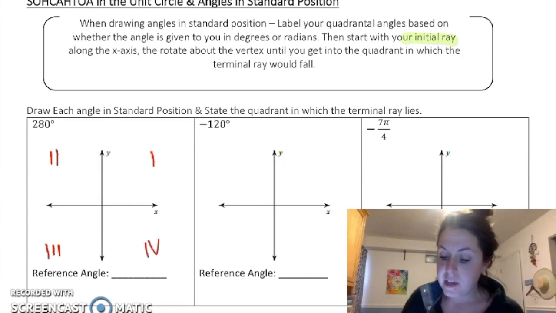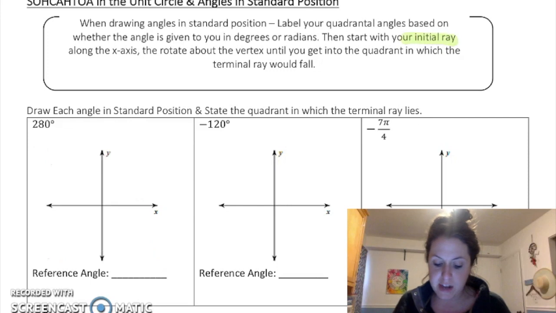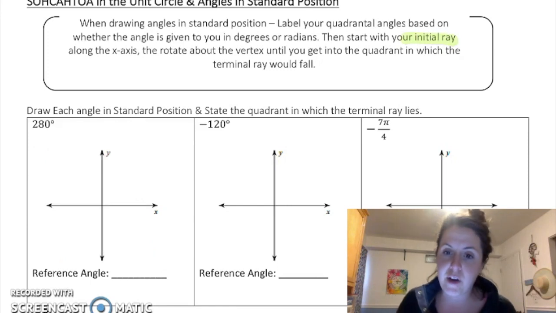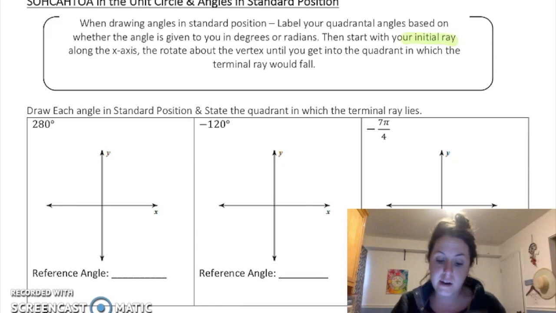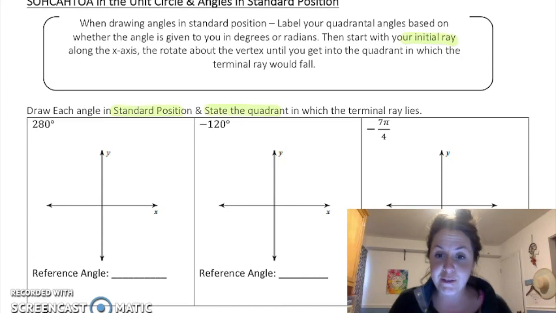And remember, we can remember that because we're going from quadrant 1 to 2 to 3 to 4 in a positive rotation. Now, all these questions that we're going to do tonight are actually from your review stations or your review sheet, so feel free to get that out and follow along as we go. We're going to start by sketching some angles in standard position, stating the quadrant in which they lie, and then working on finding the reference angle for them.